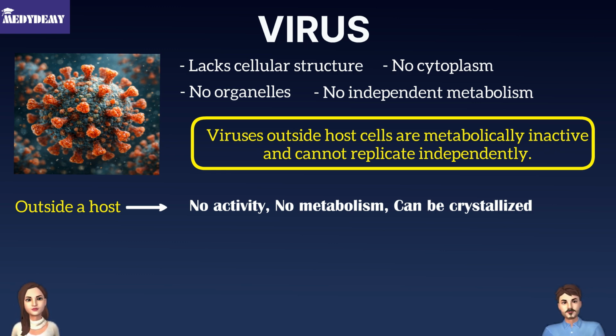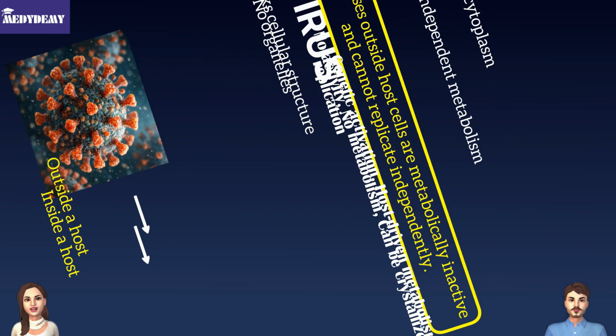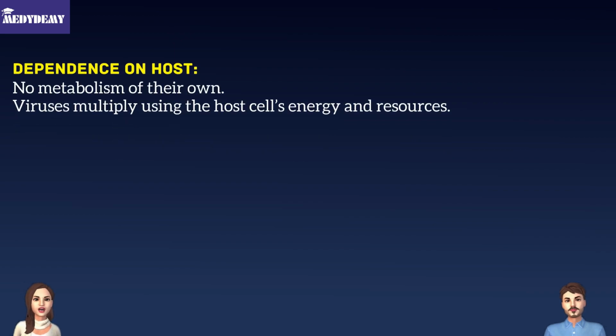However, the situation changes dramatically once a virus enters a suitable host cell. The viral genetic material becomes active and begins to use the host cell's machinery to produce new virus particles. This process allows viruses to replicate and pass genetic information to the next generation, which is considered an important characteristic of living systems. So even though viruses lack their own metabolic machinery, they are still able to multiply by depending entirely on the host cell's energy and resources.